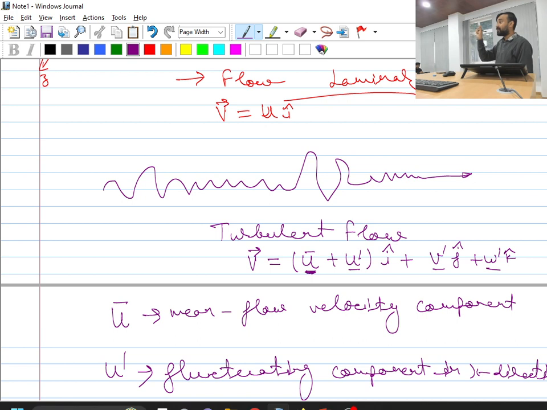One simple understanding from this point we can see is that whenever we talk about turbulent flow, it has an inherent three-dimensional nature, because turbulent fluctuations are present in all three directions.